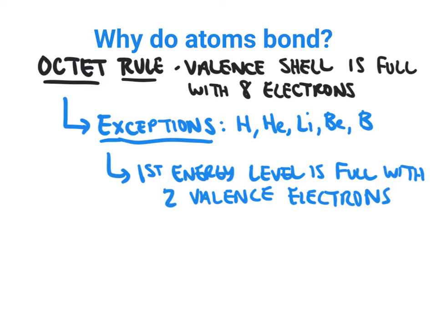This is true for most atoms, but there are about 5 atoms that don't follow the octet rule. They're really the first 5 on the periodic table: hydrogen, helium, lithium, beryllium, and boron. Their valence shell is actually the first energy level, and because the first energy level is full with 2 valence electrons, they often are full with these 2 electrons. Of these elements, hydrogen is the one you really need to know because it does it the most.